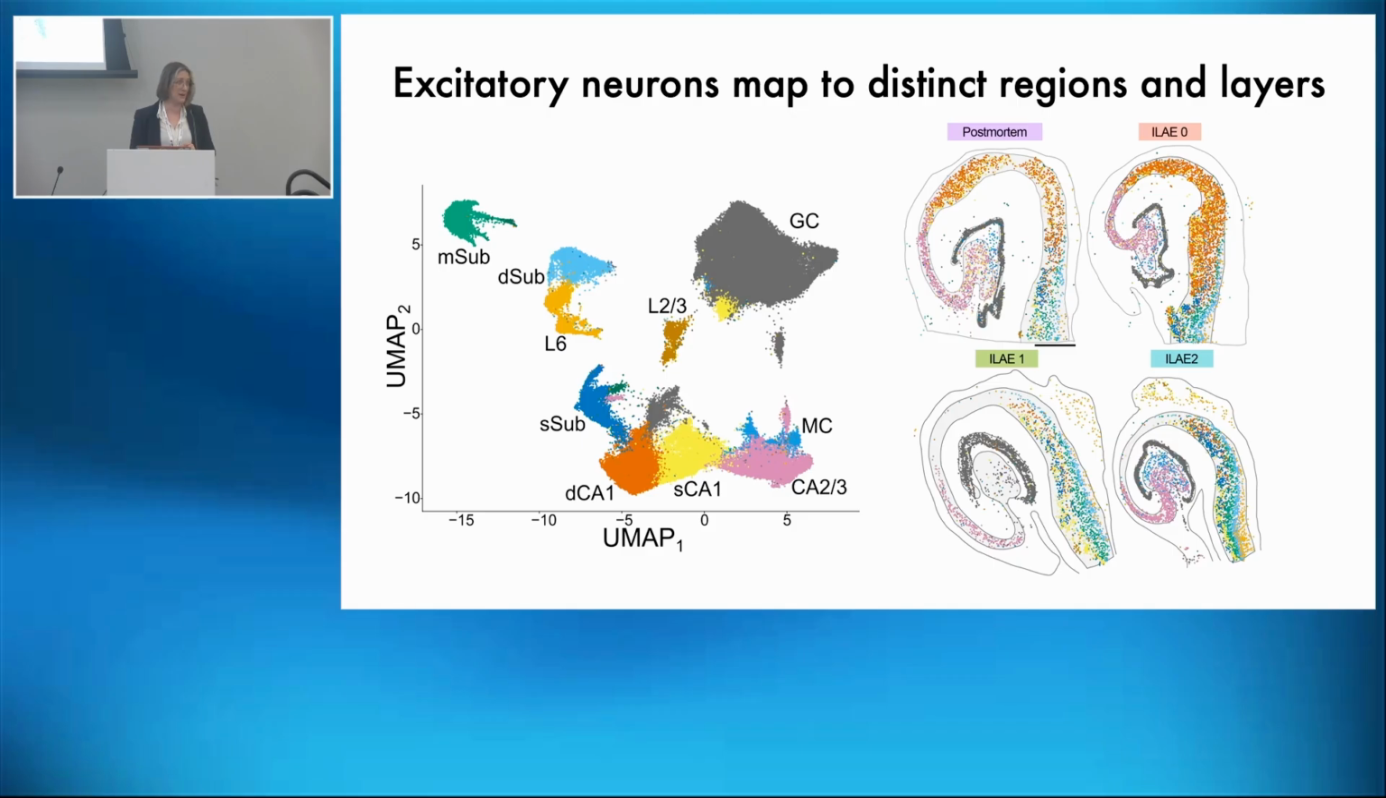When we plot these in space, we begin to see this really beautiful structure of the hippocampus: our dentate gyrus granular cell layer, then our trisynaptic loop, with the subiculum subtypes that we identified layering nicely from superficial to deep. We can already see cell loss of excitatory neurons in regions where we know they should be lost, because that's the ILAE type. So we have loss in CA1 as well as CA4 in ILAE 1 and only CA1 in ILAE 2.